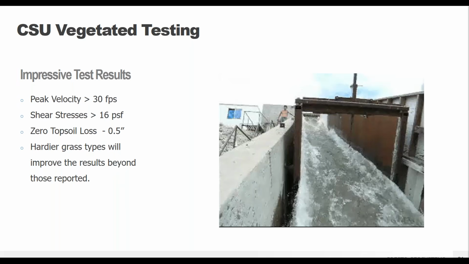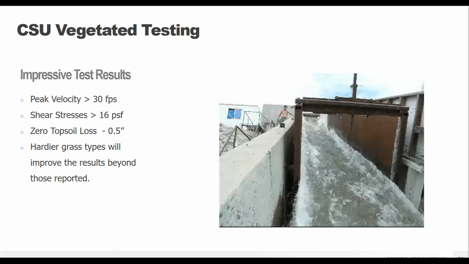So most people might not think of vegetated channels being able to withstand that much water flow, but when properly confined within the GEOWEB system, along with using some sort of surface protection, such as a turf reinforcement mat, velocities of 30 feet per second and shear stresses of 16 psf can be achieved.